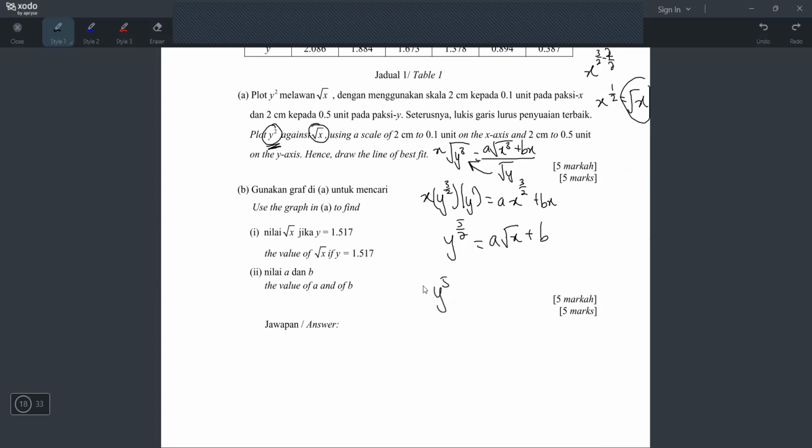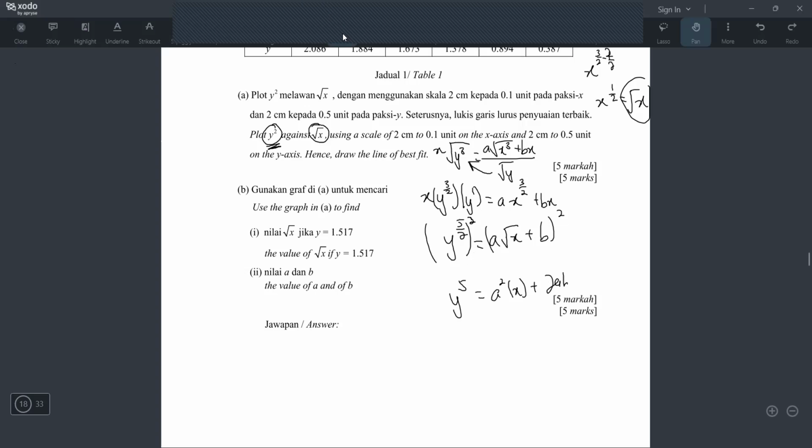Should I square both sides? Does it help if I square both sides? If I square this, and then I square this. So what will happen? It will be y power 5 equals a square root x power 2, which is a square x. And then this one times 2, which is 2ab. Okay, I don't think this is the correct way. I don't think this is the correct way. Right? Okay, let's start over again.